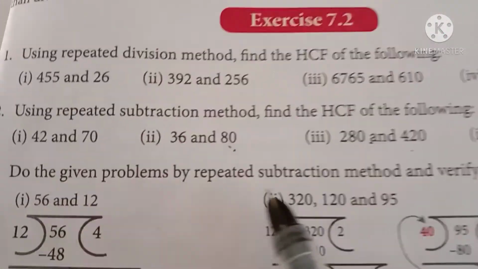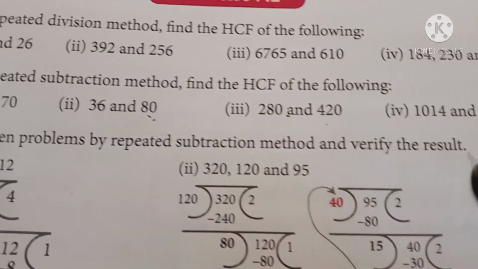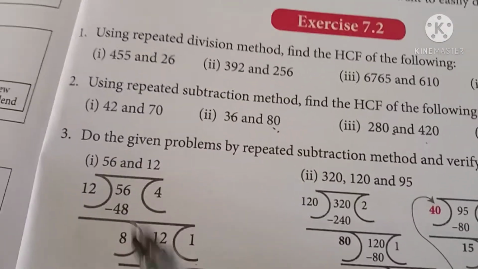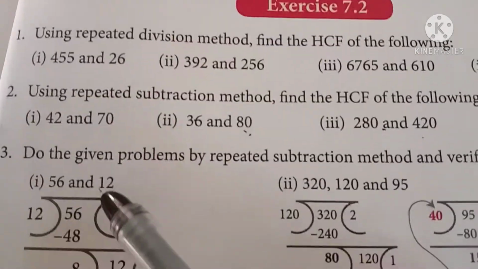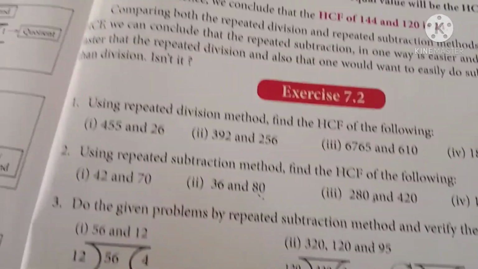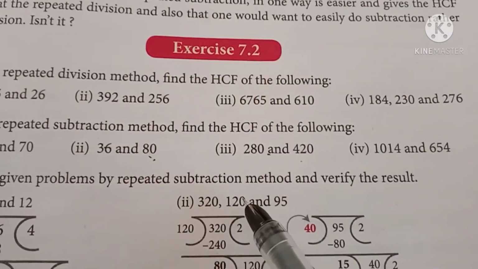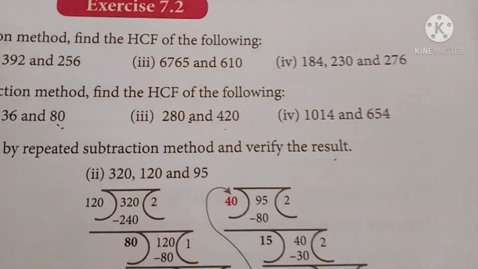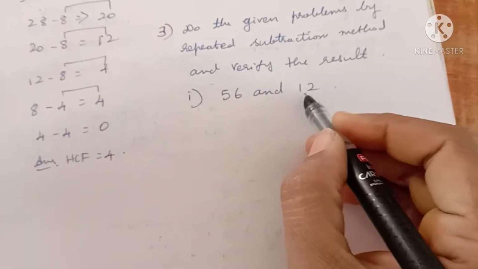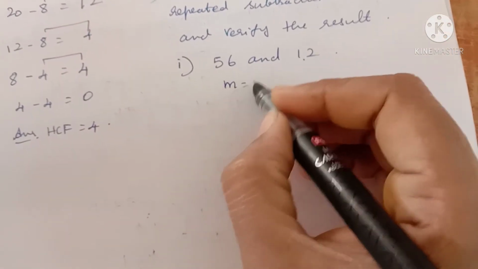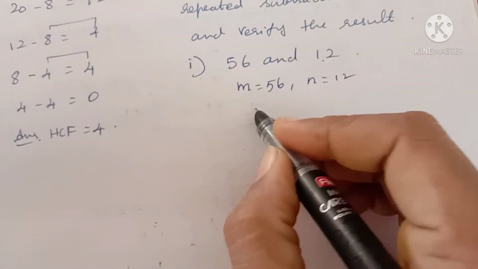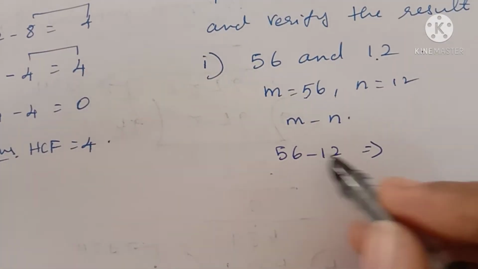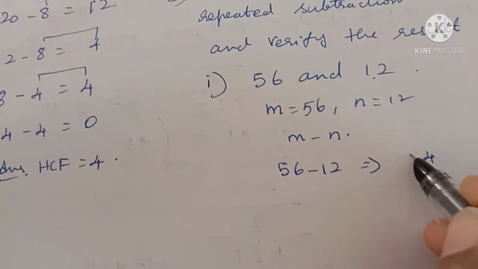Do the given problems by the repeated subtraction method and verify the result. So here they found the HCF by using the repeated division method. They ask you to find the HCF by the repeated subtraction method and verify the result. 56 and 12. M is equal to 56, N is equal to 12. Therefore, M minus N. 56 minus 12 is equal to 6 minus 2 is 4. 5 minus 1 is 4.